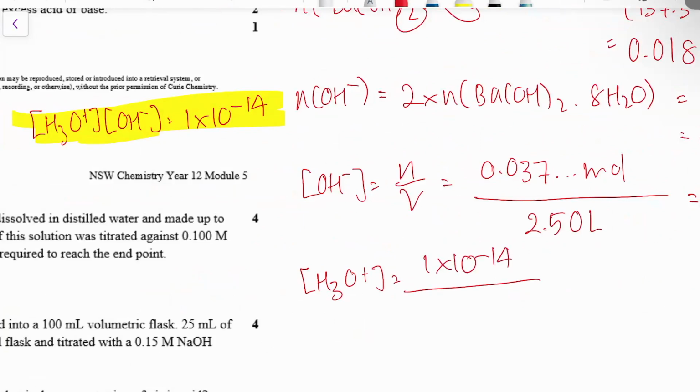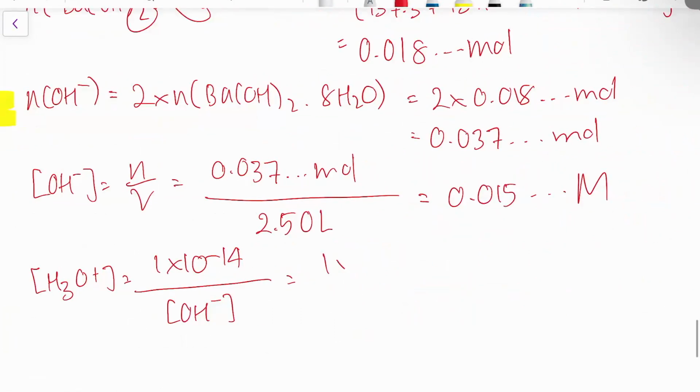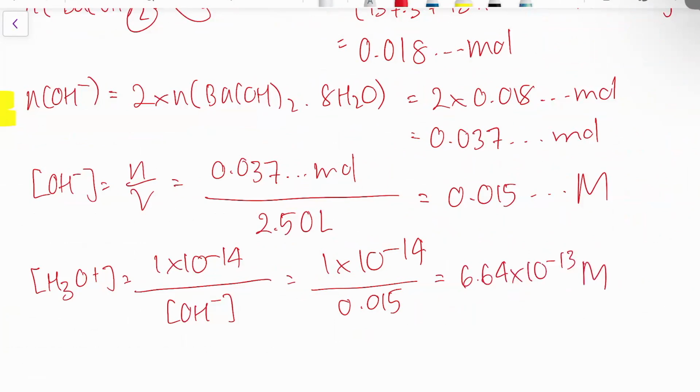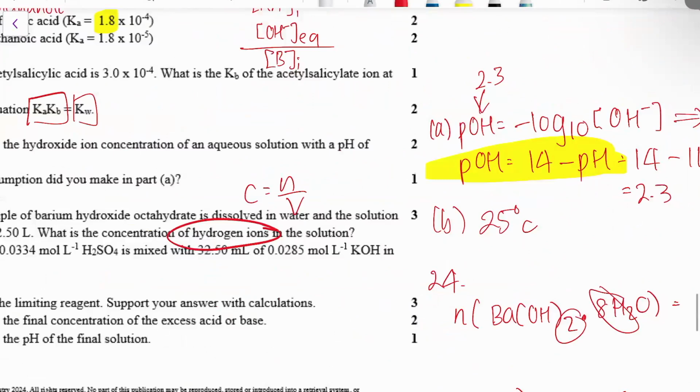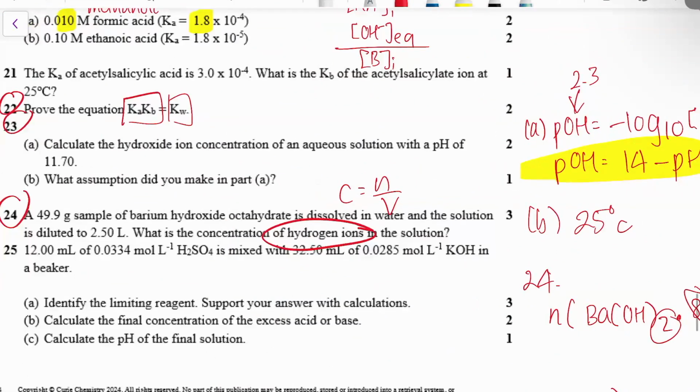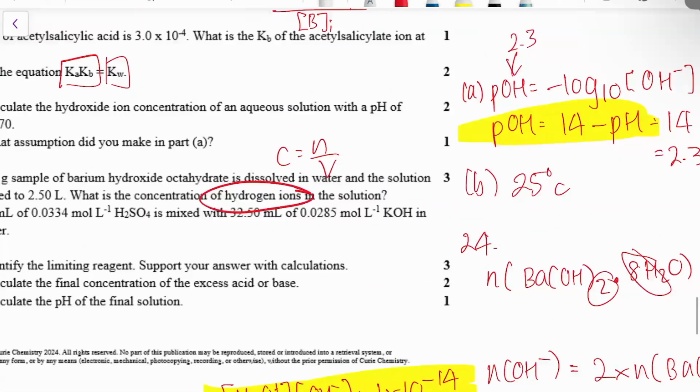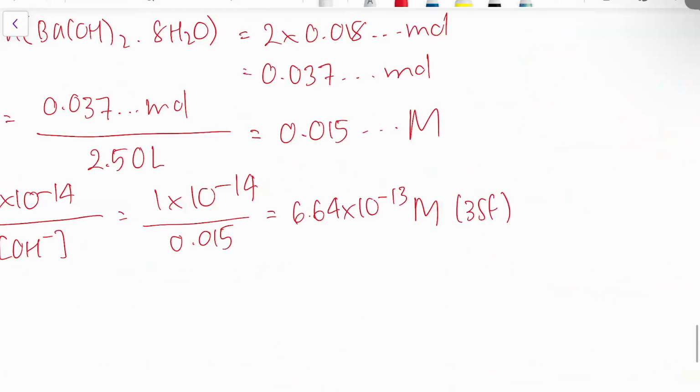So my final answer, H3O plus, rearranging the 1 times 10 to the minus 14, I divide by my OH minus. So 1 times 10 to the minus 14 divided by 0.015. What is my hydrogen ion concentration? 6.64 times 10 to the minus 13. And my final answer, I round off to 3 sig figs. So that's that. Okay.